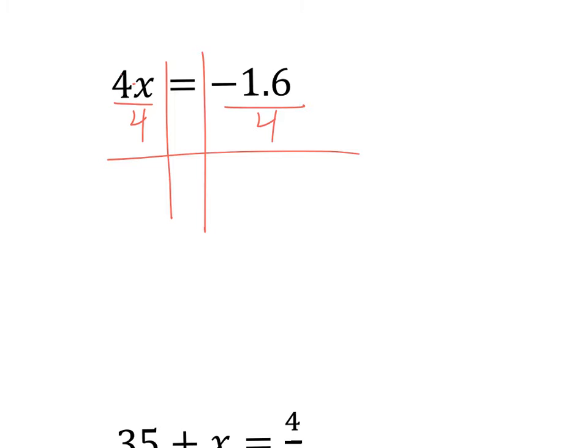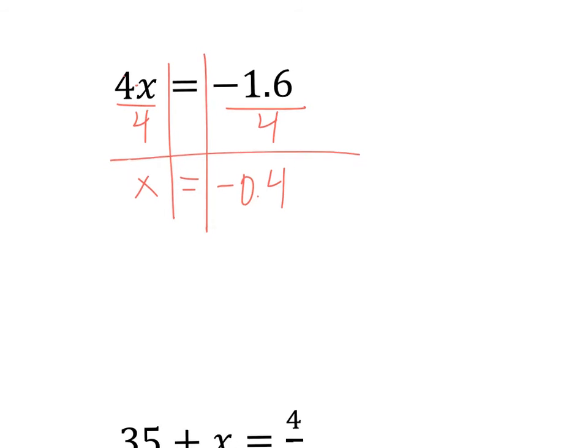Now 4 divided by 4 is 1, so we could have 1x, but we don't really need that 1 because 1 times x is just going to be x. So then we end up with x equals negative 1.6 divided by 4. That gives us negative 0.4. You could always check that in your calculators. And you know how to substitute that back in to check your answer, so we're not going to go over that again.